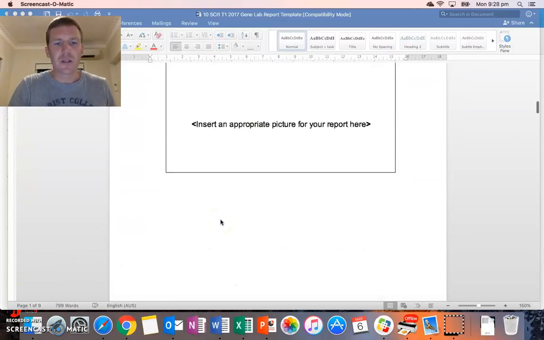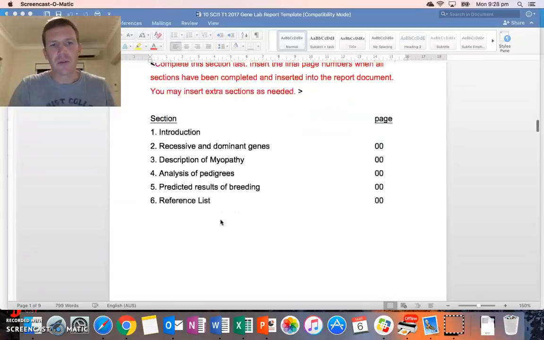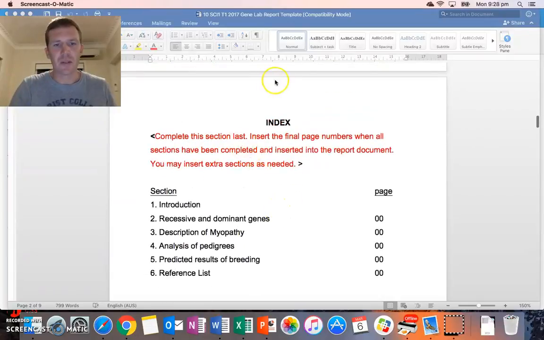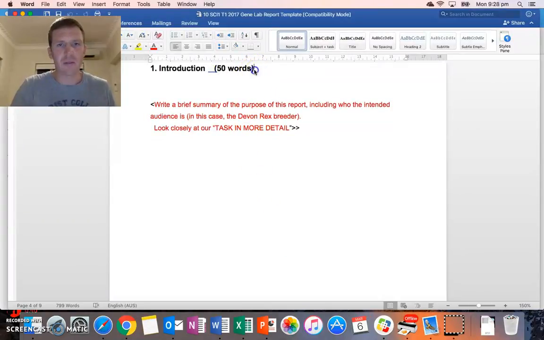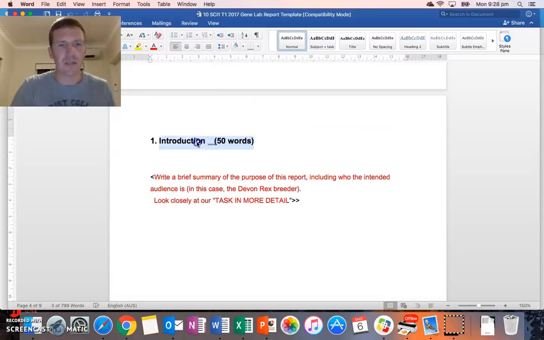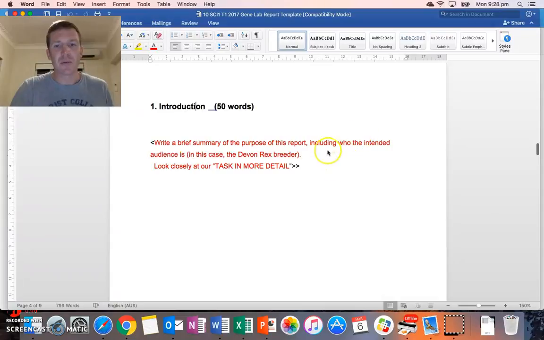So the first section, you've gone through this, make sure you get rid of all this red stuff. Obviously, I've said that before. For your introduction, delete this section here. So the 50 words part, leave the subheadings, that's important, leave them in there. In here, write a brief summary of the purpose of the report, including who is the intended audience. In this case, it's the Devon Rex reader.